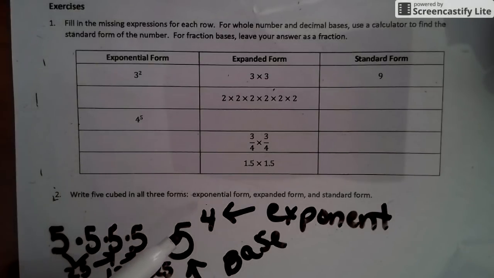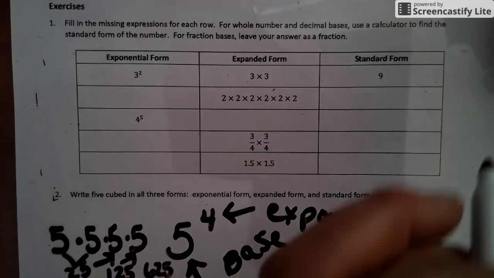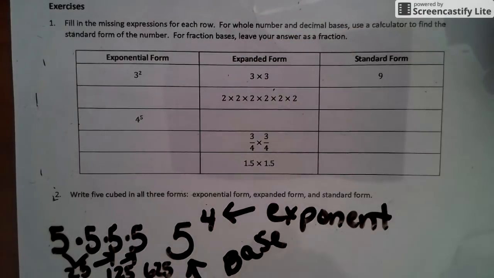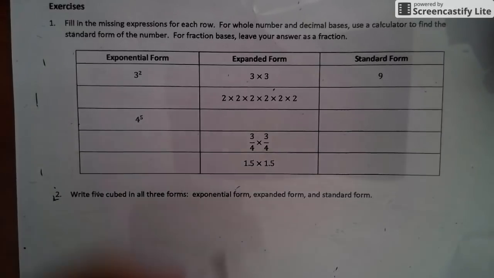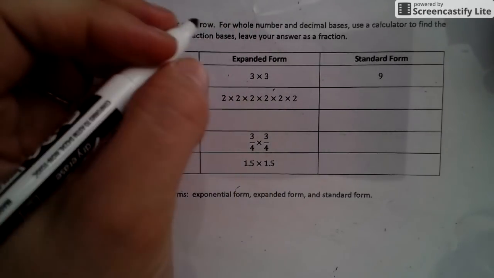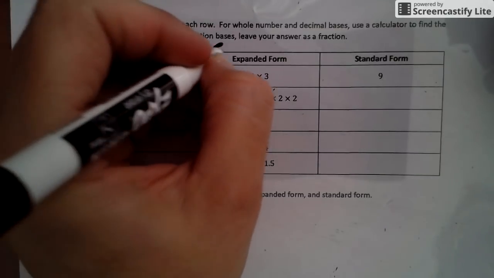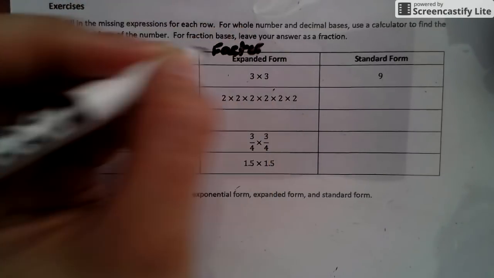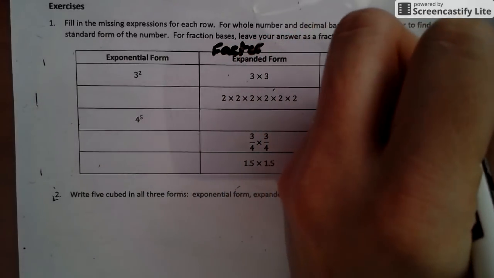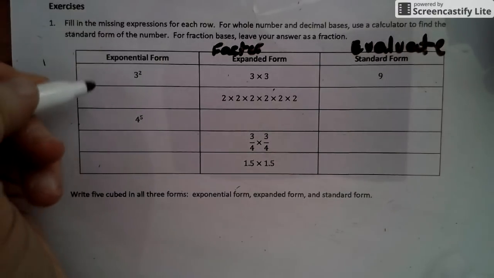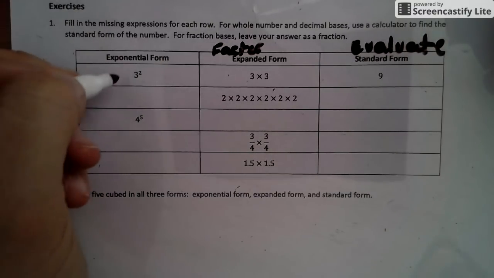So this is exponential form. This is called expanded form, also known as factor form. And then standard form means to solve it. So up here, you can rewind if you need it, because I'm going to erase it. My hand will erase it no matter what. Expanded form is known also as factor form. And standard form is also known as evaluate. Those are words you'll keep hearing. Exponential form is exponent form, just as it is.